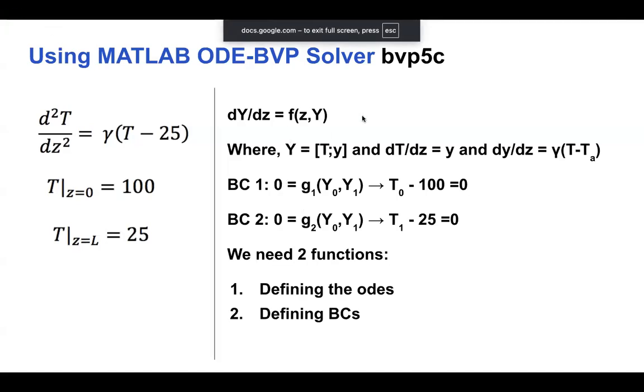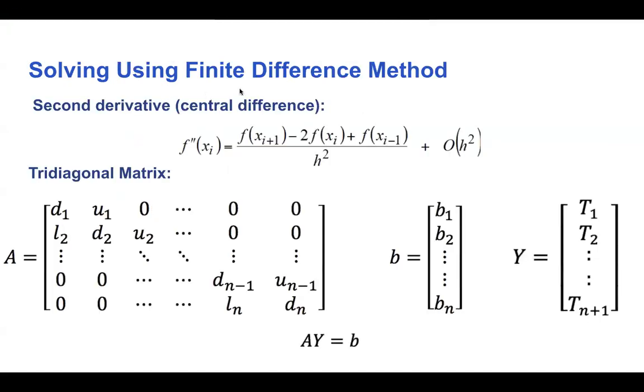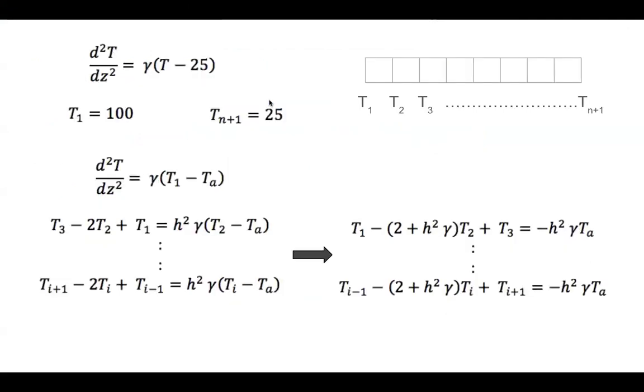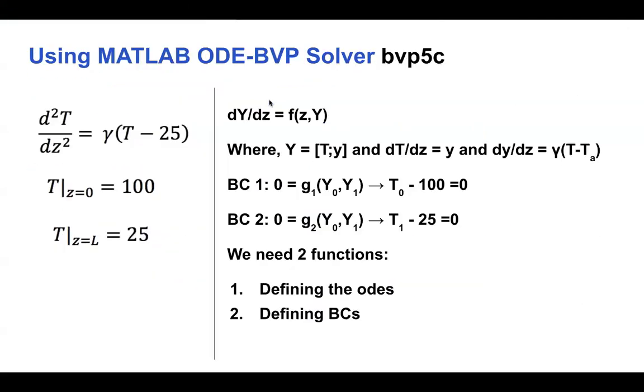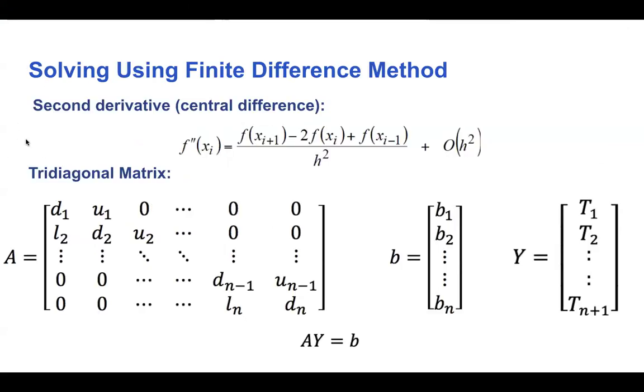So that's about the BVP5C solver. Now let's go to the traditional method, that is the finite difference method. So in the finite difference method, let's see how to solve this problem. Okay, the previous problem that we had, that is d square t by dz square equals gamma times t minus 25. So you know this is a second order differential equation. So using finite difference, we also know what the formula is.